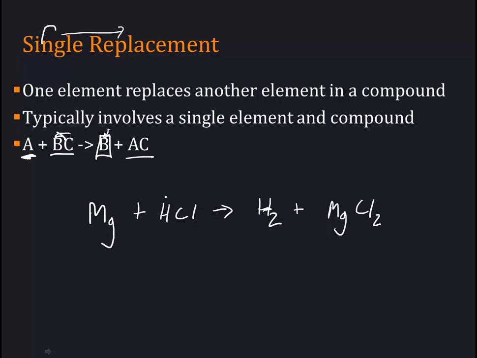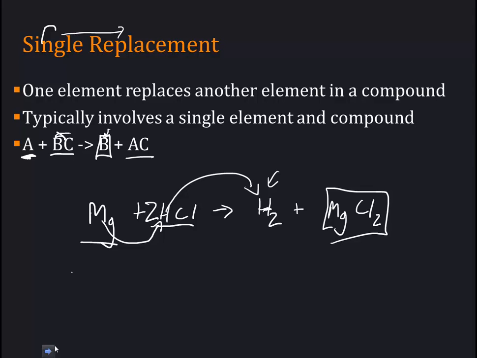So what was the single replacement that occurred? Well, the magnesium started by itself and hydrogen started bonded to chlorine. After the reaction occurs, hydrogen is now by itself and magnesium is bonded to chlorine. So magnesium kicked hydrogen out, and we got magnesium chloride together. So the magnesium replaced the hydrogen in the compound with chlorine. This is one replacement because the magnesium atom is going to replace the hydrogen atom in this compound. And again, if I was going to balance this, we would need twice as much acid as magnesium.